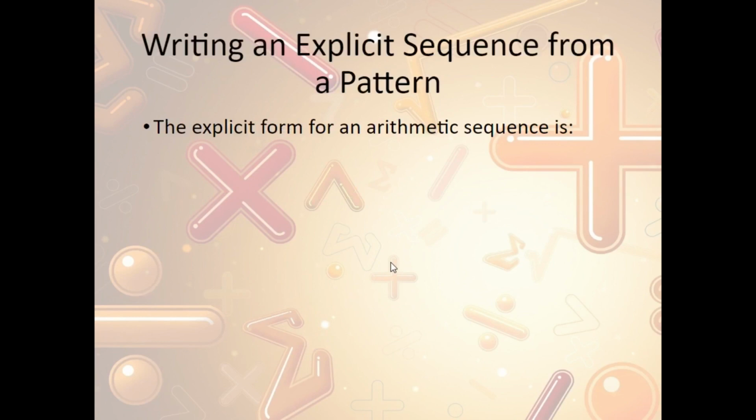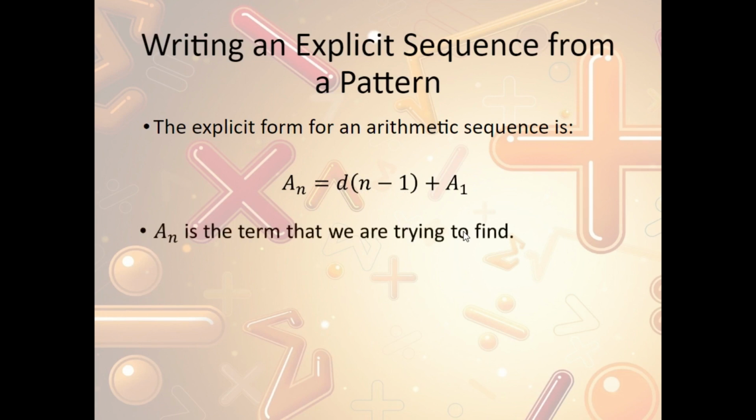Now, is that always easy to find? No, depending on the term, we don't want to have to keep calculating out. So the easiest way to do this is to write it in explicit form. The explicit form for an arithmetic sequence is a_n, meaning the value that we're trying to find, is equal to d, the common difference, times the number that we want, minus 1, plus the first term in the sequence. So a_n is the term we're trying to find.